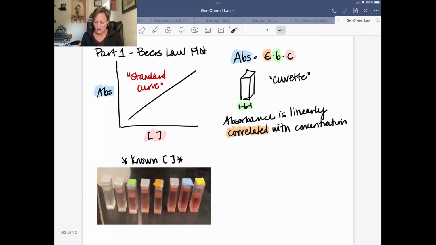So what are we going to do today? You are going to make up a series of colored solutions. We're going to use a cobalt chloride solution that's red in color, and you are going to make a series of concentrations.